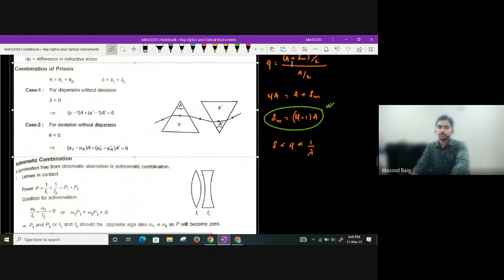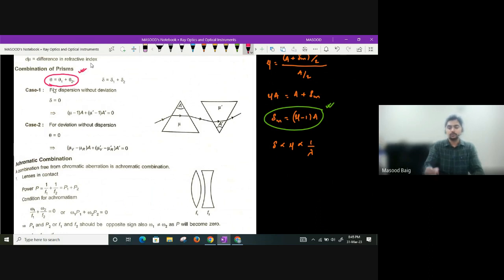Right. So when we consider combination of prisms, there are two cases possible. Two prisms will be given in such a way that you are going to have dispersion and no deviation, or you will have deviation and no dispersion. Whenever a combination of prisms is given, the net dispersion will be the algebraic sum of individual dispersions. Net deviation will also be the algebraic sum of individual deviations, guys. So two cases arise: one in which dispersion is there, the other in which deviation is there.